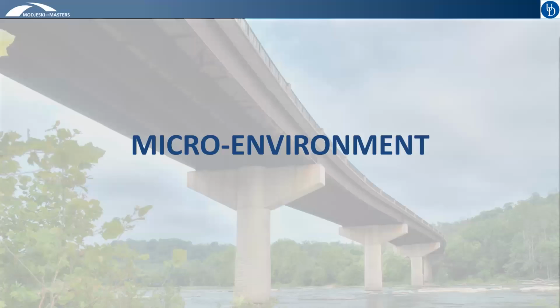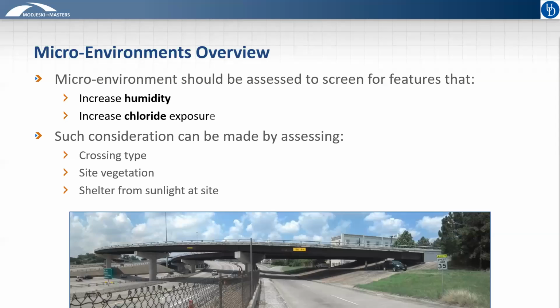So now defining what those microenvironments are that are of concern. This is based on the same concept of screening for features that might increase the humidity or increase the chloride exposure. To do this, the considerations are crossing type, vegetation, and shelter from sunlight.